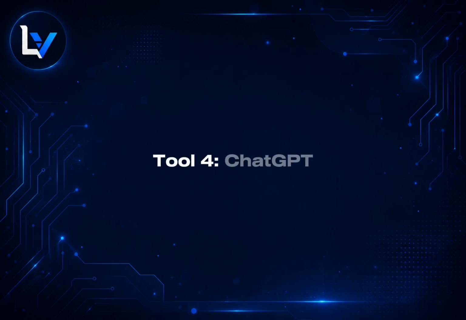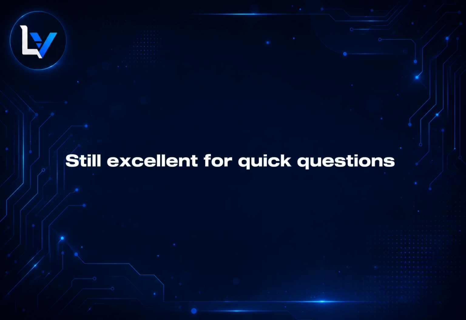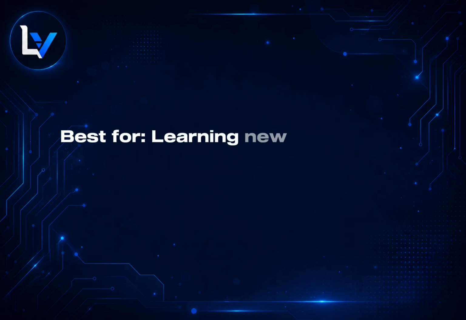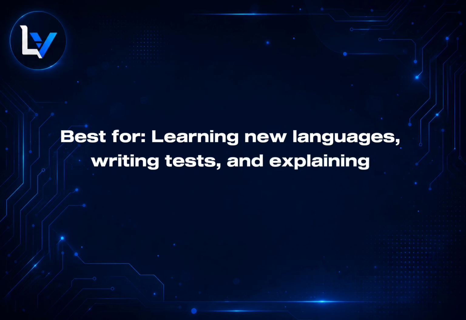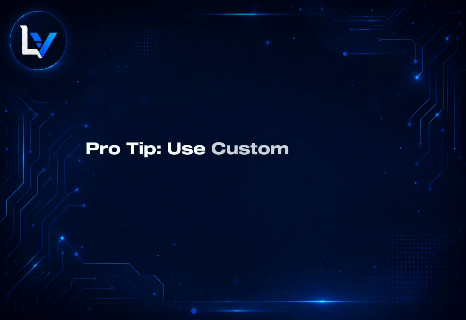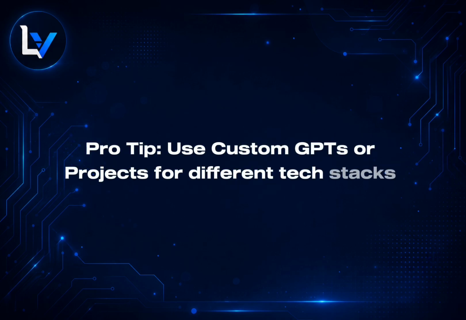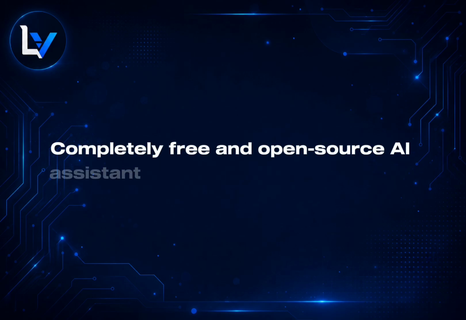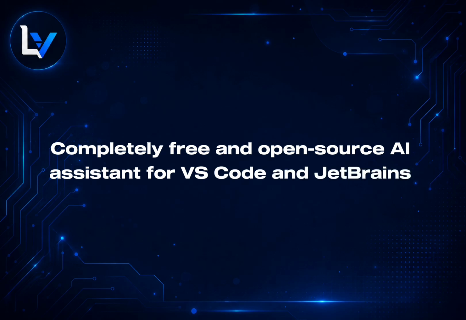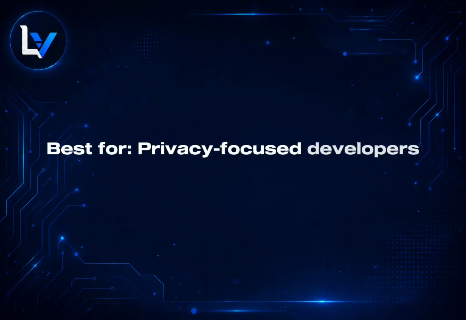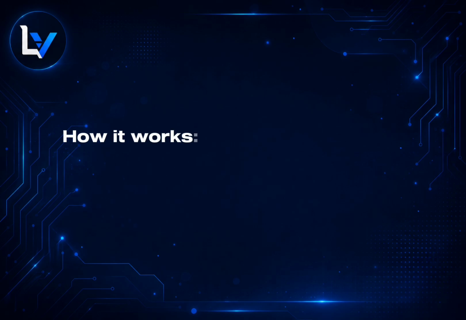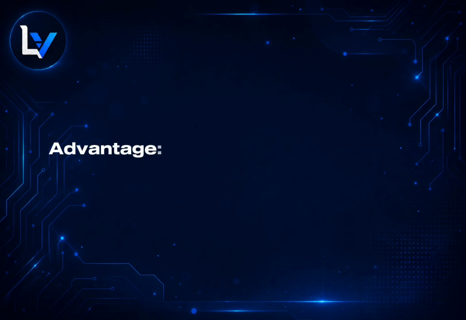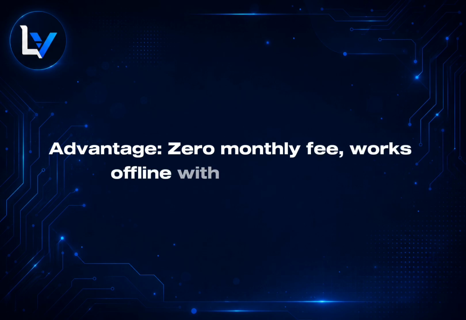Tool 4. ChatGPT. Still excellent for quick questions, architecture brainstorming, and generating boilerplate. Best for learning new languages, writing tests, and explaining concepts. Pro tip, use custom GPTs or projects for different tech stacks. Tool 5. Continue.dev. Completely free and open source AI assistant for VS Code and JetBrains. Best for privacy-focused developers who want full control. How it works, you bring your own API key or run local models via Ollama. Advantage, zero monthly fee, works offline with local models.